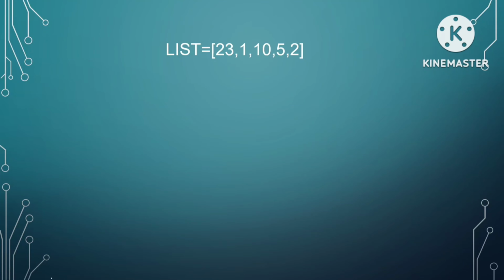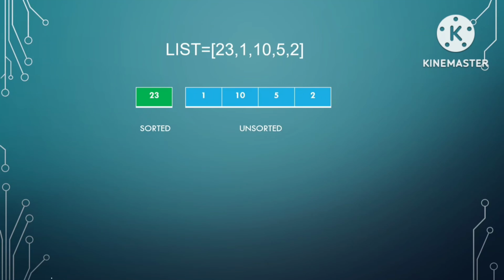To understand insertion sort, we divide the list into two parts. First one is the sorted part and second one is the unsorted part. We then process each element in the unsorted part and insert it into the correct position in the sorted part.